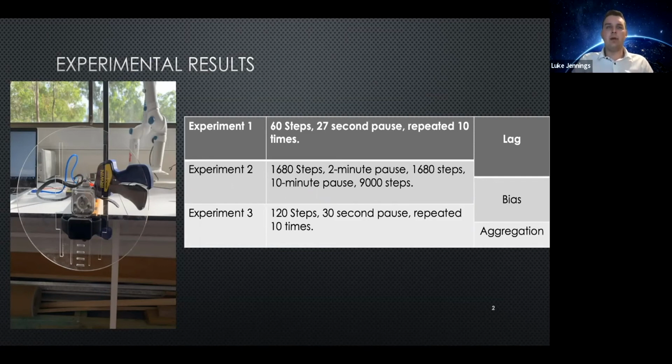The results from experiments 1 and 2 overlap, showing the lag present in the step count logs. Likewise, experiments 2 and 3 overlap, showing the bias present in the step count logs. And experiment 3 highlights the aggregation of step count error.